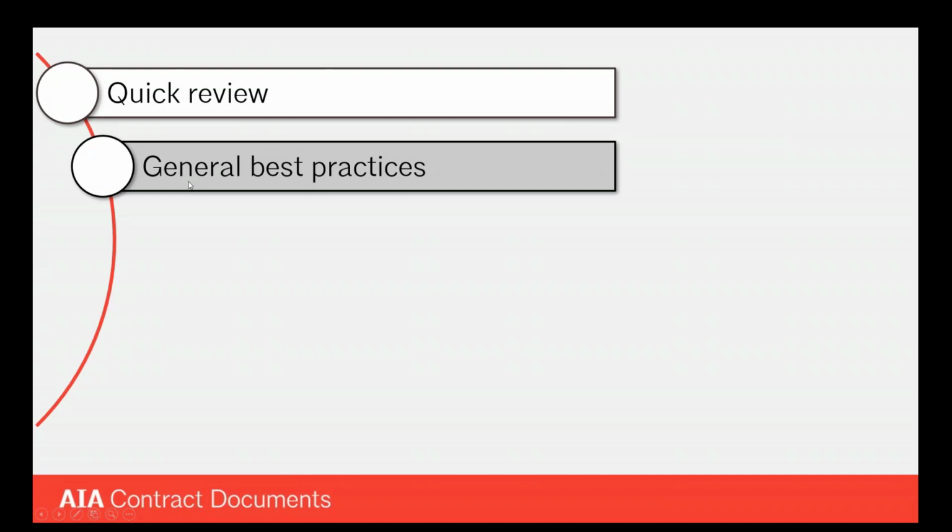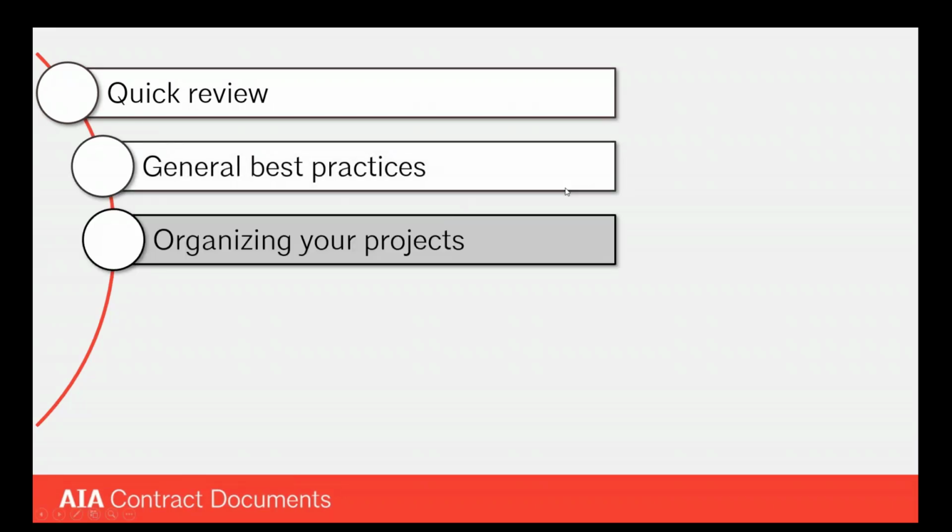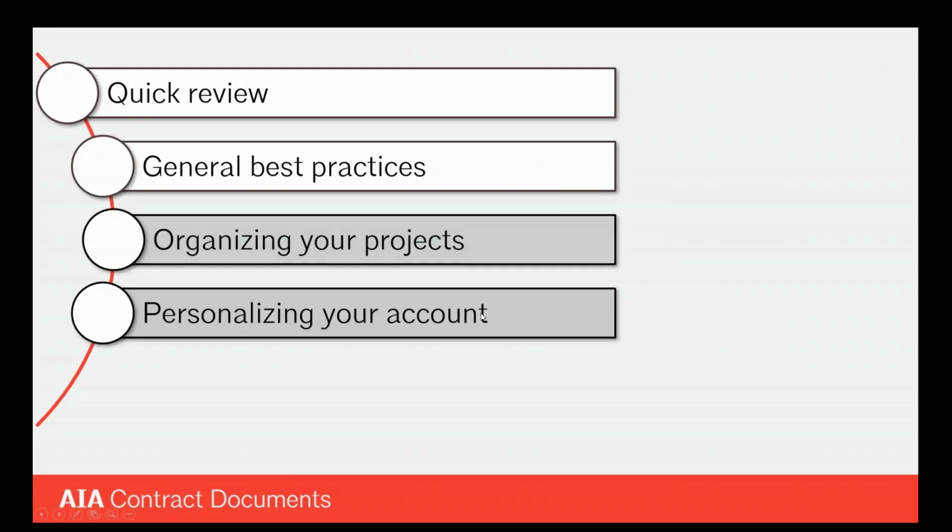Then I'll go through some general best practices, just some notes about how you can best be using the online service day to day. Then I'll offer some tips on organizing your projects, different ways that you can use the online service to keep things organized, especially when you have a lot of documents for a project and your projects get complicated. Next, I'll go through personalizing your account. We'll review adjusting your settings and creating custom templates for your account.